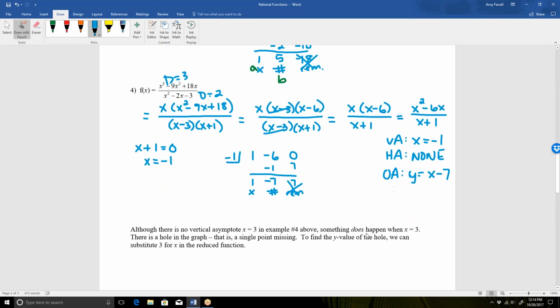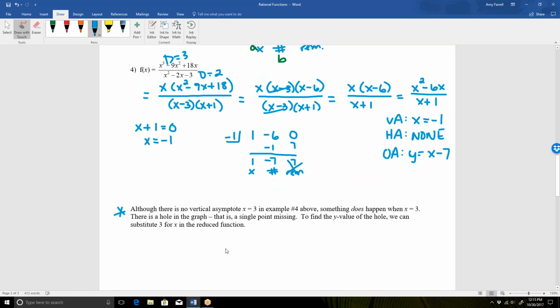Now, there's something else that we need to talk about, which is a hole. Down here, this paragraph is pretty important. It says, although there is no vertical asymptote x equals 3 in example 4 above, something does happen when x equals 3. There is a hole in the graph. That is a single point missing. And if we want to find the y value of the hole, we can substitute 3 for x in the reduced function.